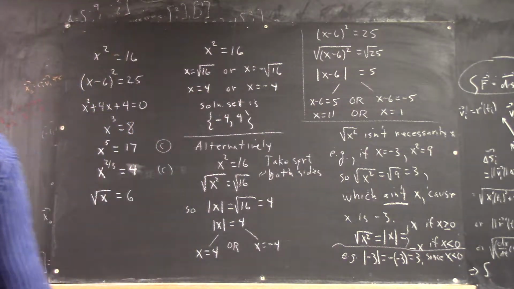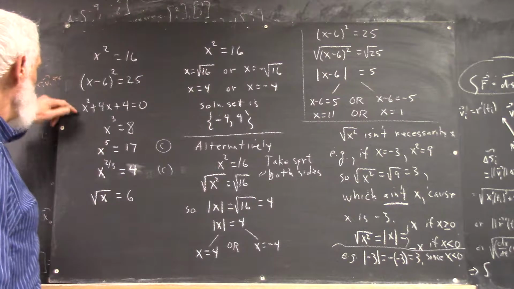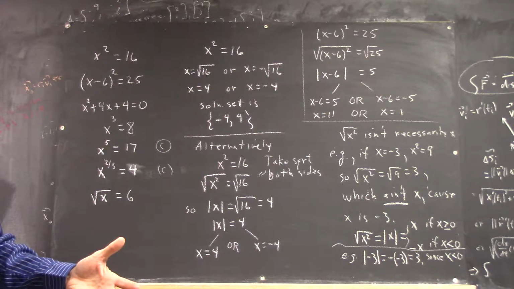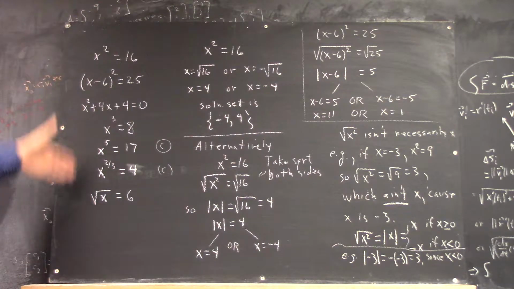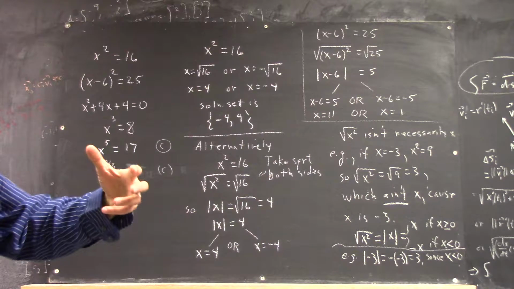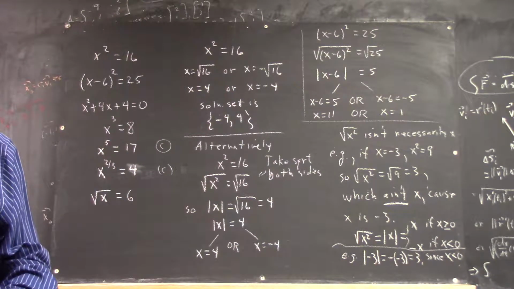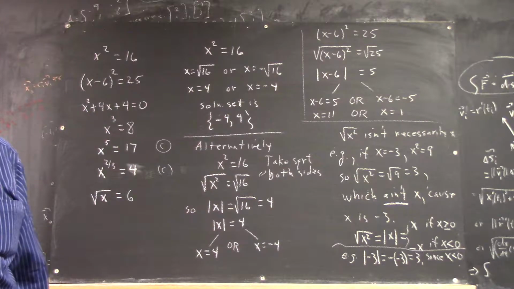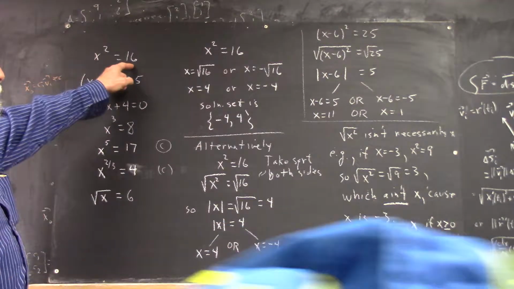Okay, I started out with 1, 2, 3, 4, 5, 6, 7 simple equations. All these things are solvable by applying laws of algebra and a definition of an absolute value function. So, 5-minute synopsis. Solve x squared equals 16.